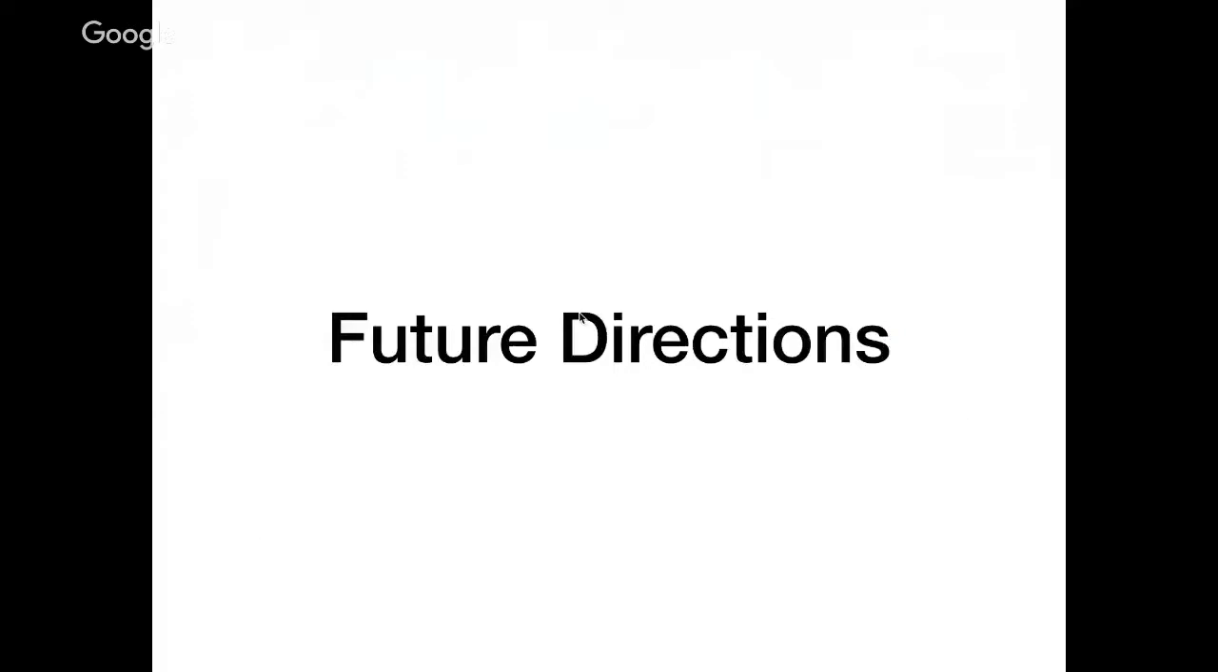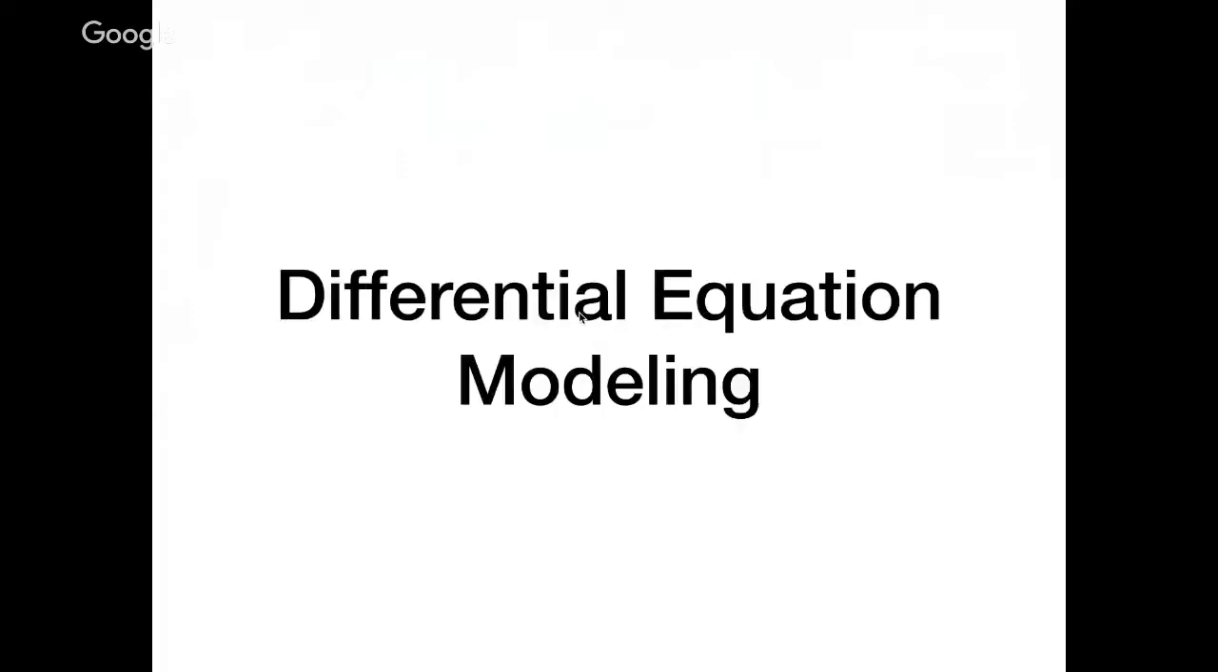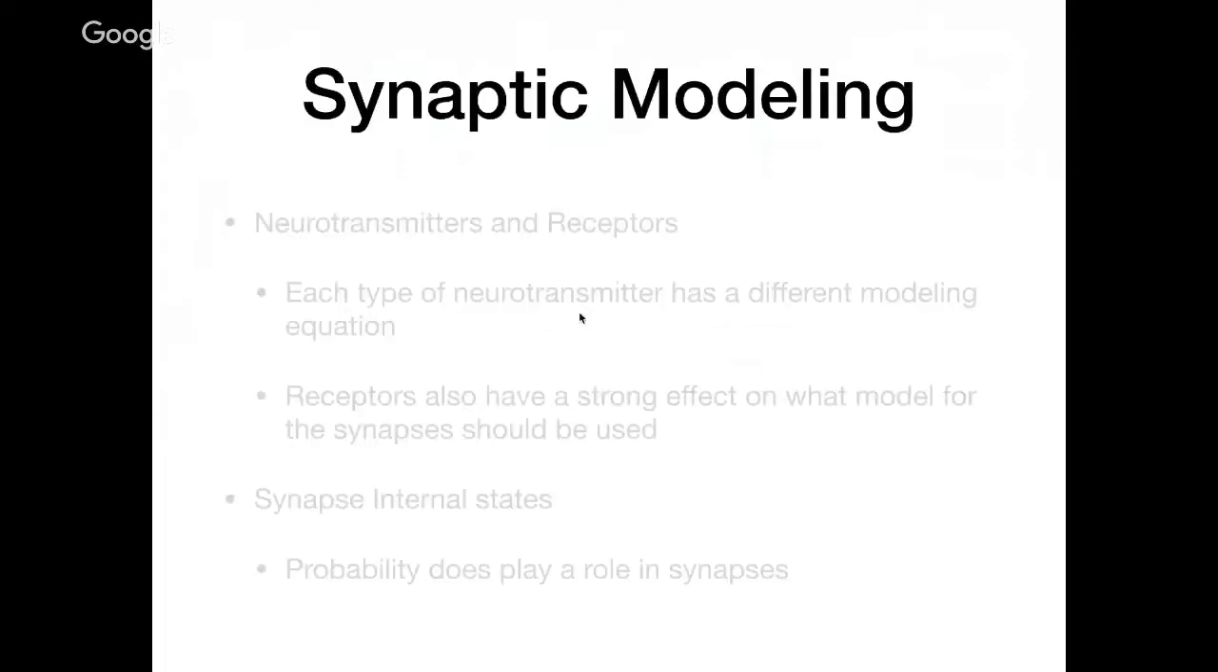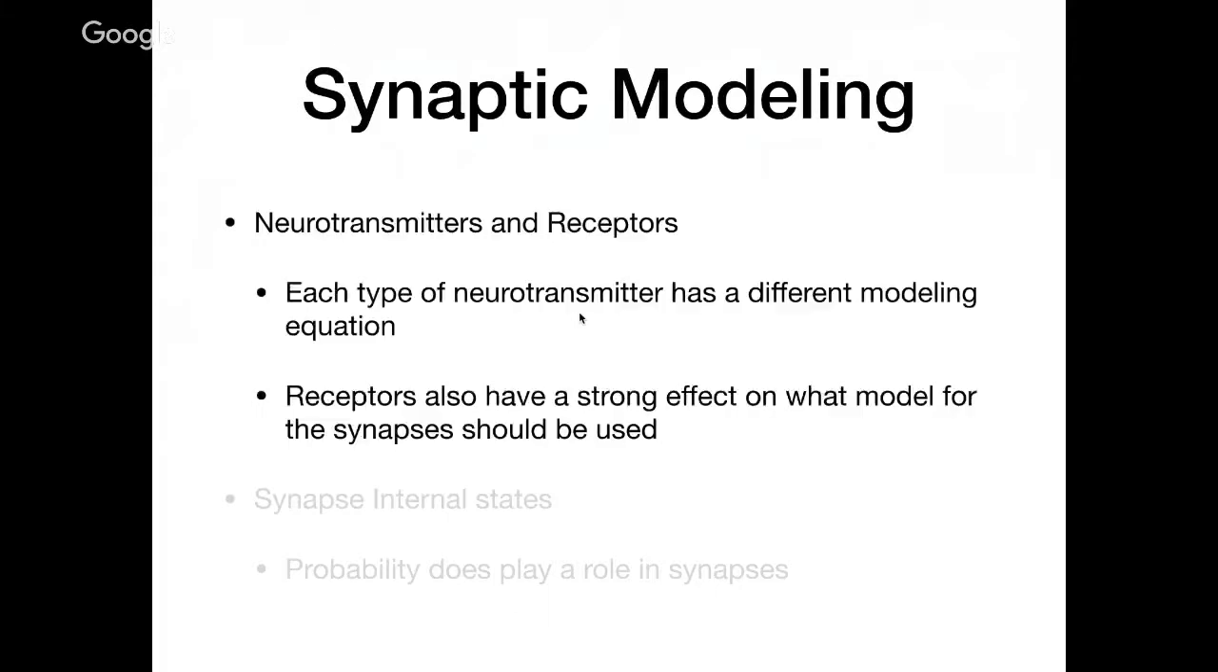So in terms of future directions, one of the future directions is the differential equation model. Essentially, a lot of this is playing into the aspect of synaptic modeling. One important aspect is the idea of neurotransmitters and receptors, because neurotransmitters and receptors each have a specific model associated with them.